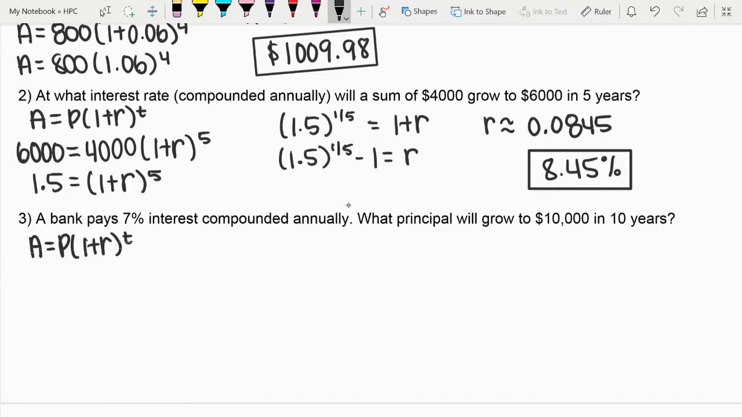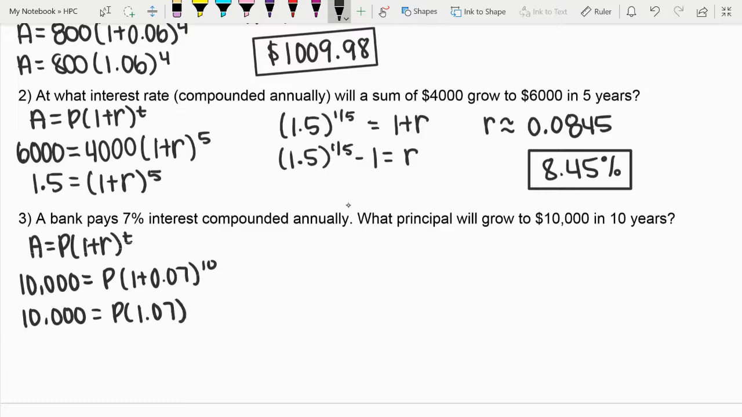So my ending amount, I want to be 10,000. I don't know what the principal amount is, that's what we're trying to find. 1 plus 7%, so 0.07, and then 10 years. So I have 10,000 is equal to P times 1.07 raised to 10. Then to solve for P, I'm just going to divide both sides. So I have P is equal to 10,000 divided by 1.07 raised to the power of 10.